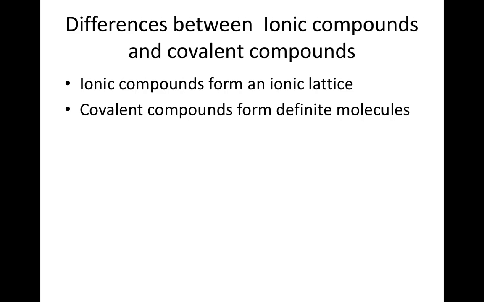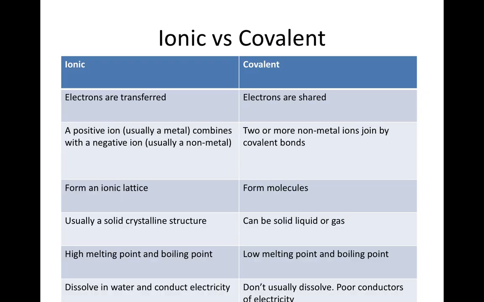Ionic compounds form an ionic lattice, which is a clump of atoms stuck together, and covalent compounds form definite molecules. Here's a further more detailed list of some of the differences between ionic and covalent compounds. And that concludes the presentation. You're ready to move on to the practice questions.